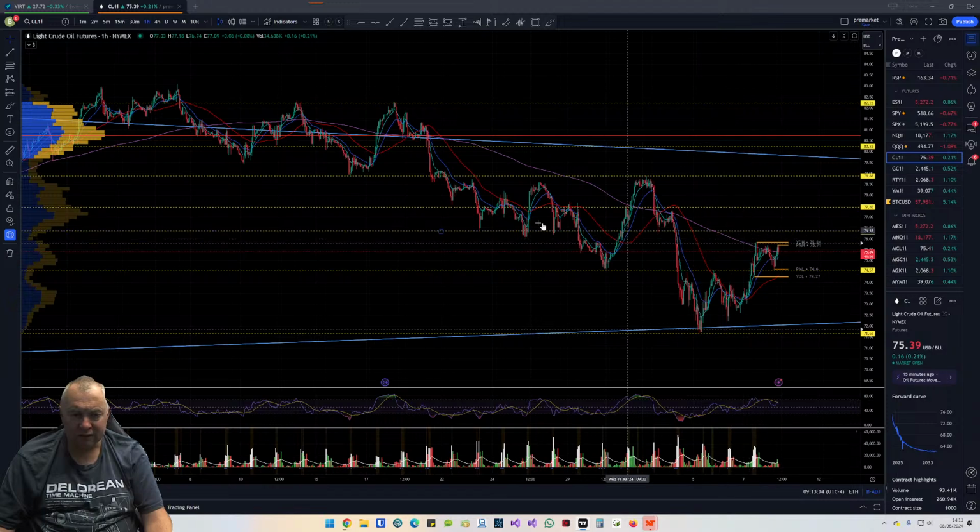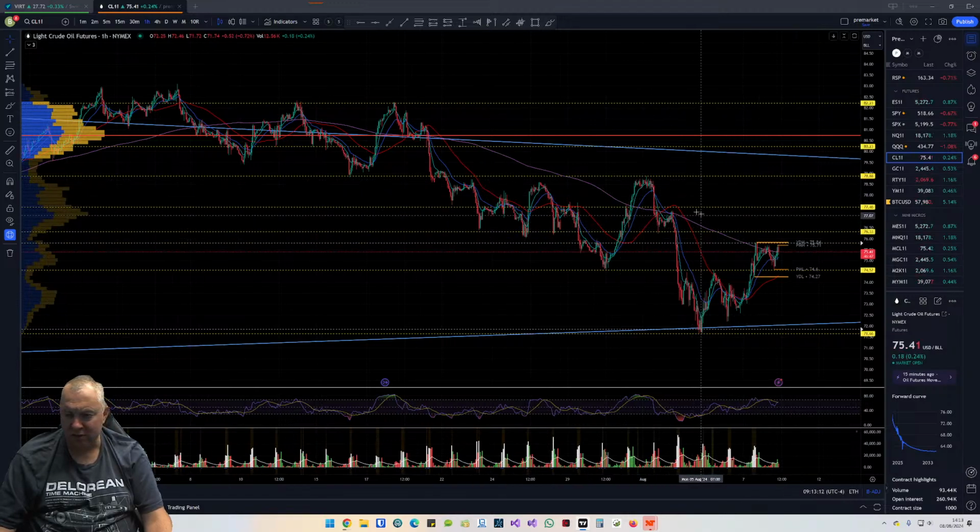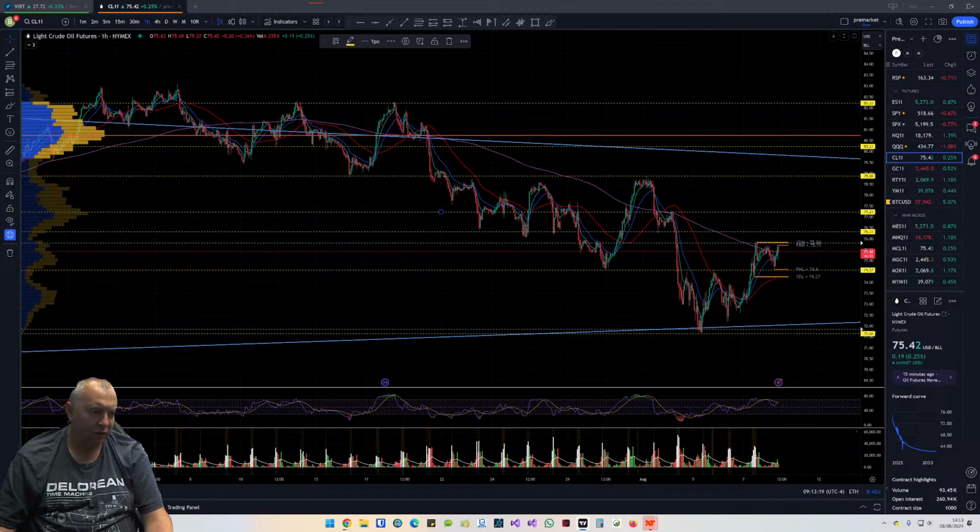And then 76.50 is an area we can watch for target. But volume doesn't start coming in until we get to this next 76.46. So that could be our next target area here. So let's just readjust that one. And that's exactly on that volume shelf.